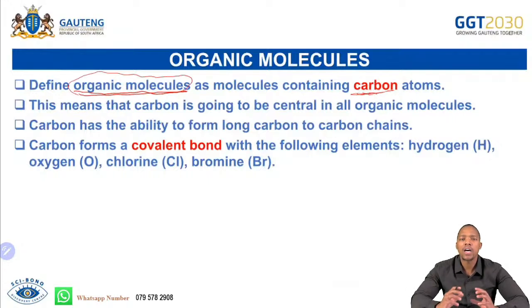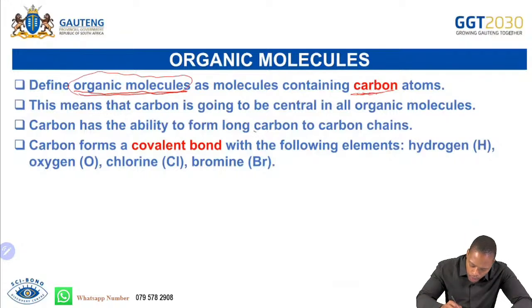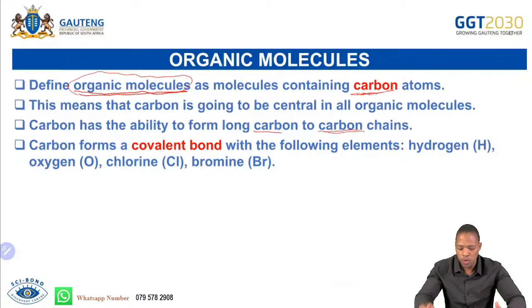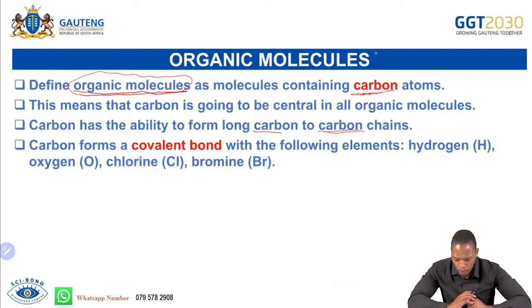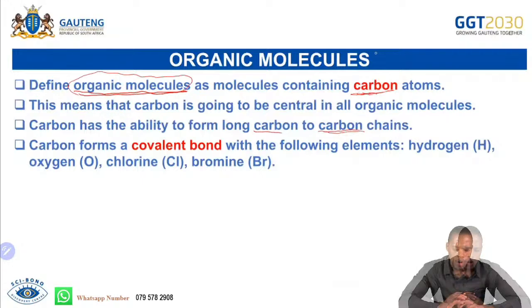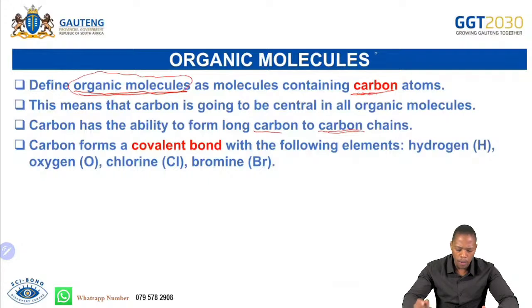So carbon has this ability of bonding or reacting with other carbons and forming long carbon-to-carbon chains. This is a special ability that makes carbon special when it comes to organic molecules. That's why we're going to say all organic molecules are centered around carbon. It's because of that special ability that it can form long carbon-to-carbon chains. Right. So carbon forms these long carbon-to-carbon chains through a bond called what?